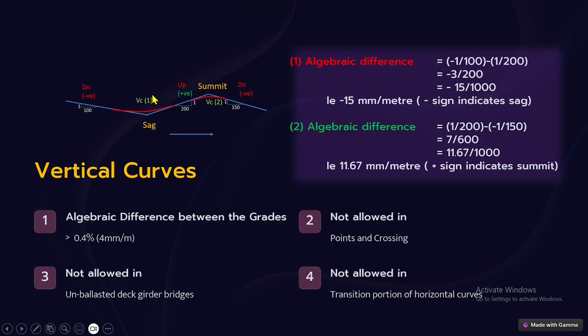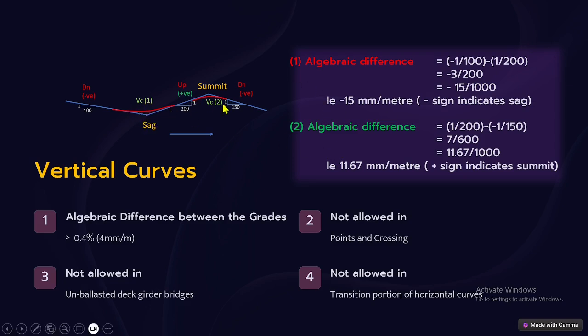Suppose, for example, this sag point. Here it is minus 1 in 100, and the other is positive 1 in 200. So minus 1 by 100 minus 1 by 200 equals minus 3 by 200, which equals minus 15 by 1000. Minus indicates a sag. That means 15 mm per 1000 mm. As per our manual provision, we are supposed to provide the vertical curve when it exceeds 4 mm per meter. Here it is 15 mm per meter, so necessarily at this location you have to introduce a vertical curve.